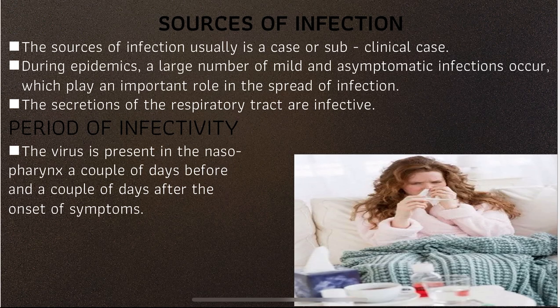The secretions of the respiratory tract are infective. Moving further to the period of infectivity, the virus is present in the nasopharynx a couple of days before and a couple of days after the onset of symptoms. So, for the period of infectivity, how long does this person have the capacity to infect others? The virus will be present in the nasopharynx for a couple of days. You can take it as 1 to 2 days before and 1 to 2 days after the onset of the symptoms.